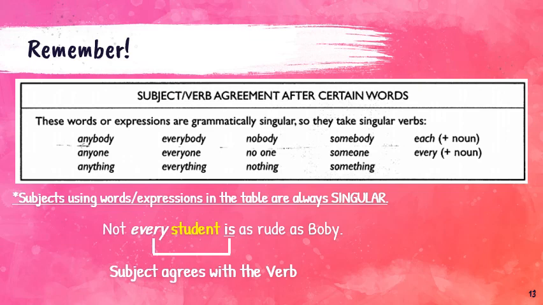Not every student is as rude as Bobby. Here you have subject using every. Karena memakai every, maka subjeknya selalu tunggal. Maka verb yang kita pakai adalah is. So here, subject agrees with the verb.